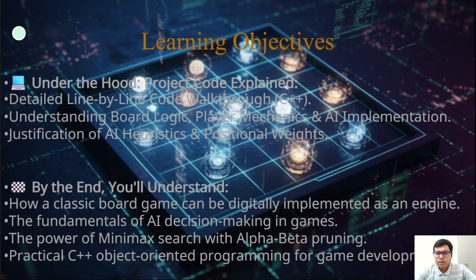Then by the end of the session, my goal is for you to walk away with a clear understanding of several key areas. Firstly, how a classic board game like Othello can be successfully implemented digitally as a robust engine. This goes beyond just playing into building a modular and scalable system. Secondly, you will grasp the fundamentals of AI decision making in games. We will see how algorithms can make intelligent and strategic choices. Thirdly, you will understand the power of the Minimax algorithm and its enhancement known as alpha-beta pruning.